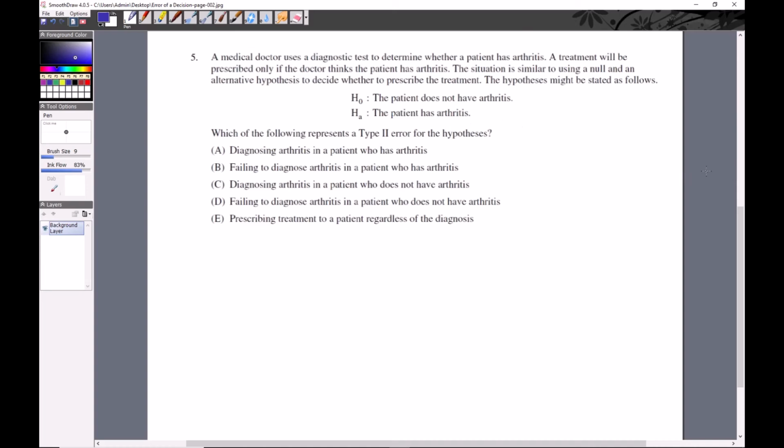A medical doctor uses a diagnostic test to determine whether a patient has arthritis. Treatment will be prescribed only if the doctor thinks the patient has arthritis. The situation is similar to using a null and alternative hypothesis to prescribe the treatment. Here are the hypotheses: either the patient doesn't have arthritis or they do. All right, a type 2 error. That's where your H0 is false, but we accept.